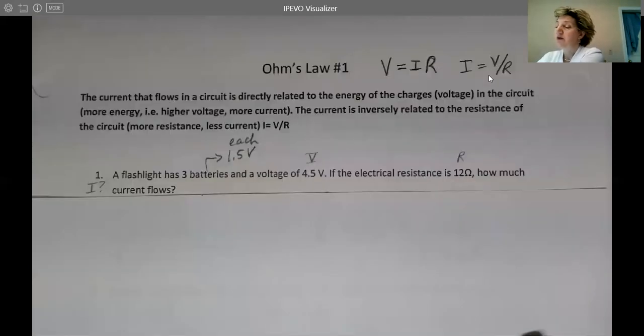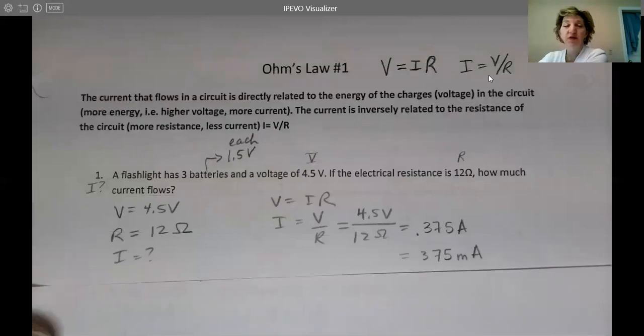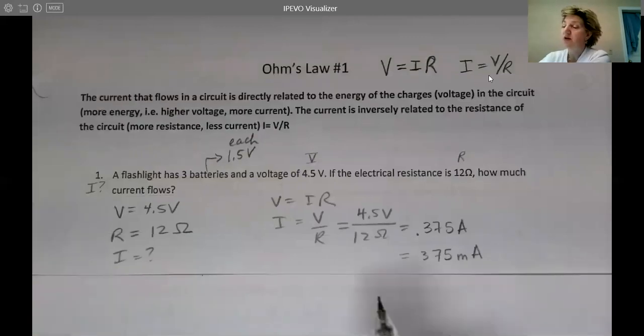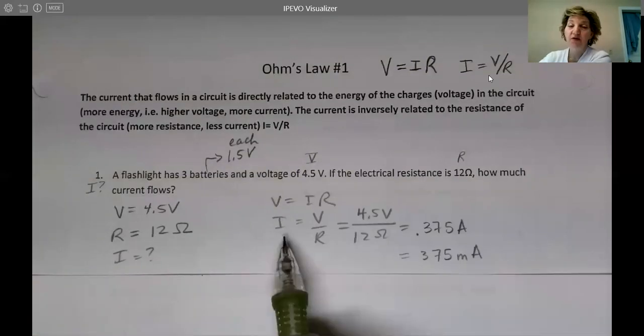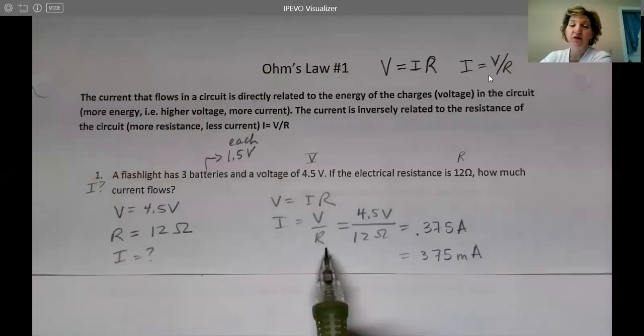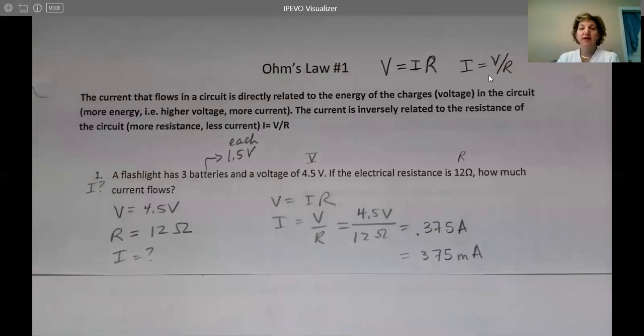Well, those 3 variables are related in a very simple equation. V equals IR. We can rearrange our variables to isolate I equal to V over R, and then substitute and get our answer.